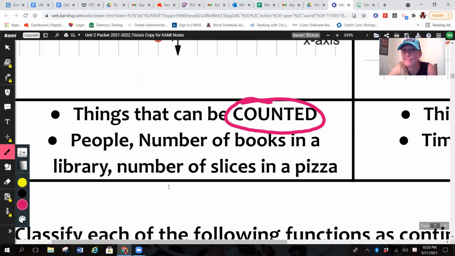How many pairs of shoes do you have at your house? You can physically count. I have 5 pairs of shoes in my closet. I have 2 pairs of shoes in the garage. I have 2 pairs of shoes in the backyard because I mow the yard in these old shoes. I have flip-flops. Like, that's physically counting shoes. That's discrete data.